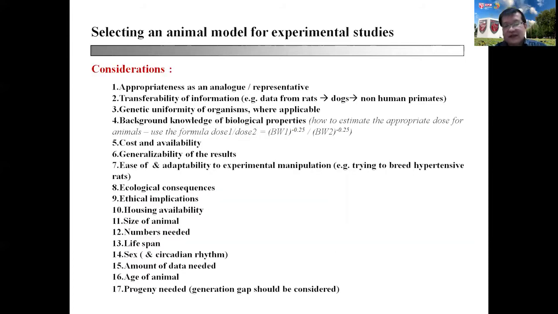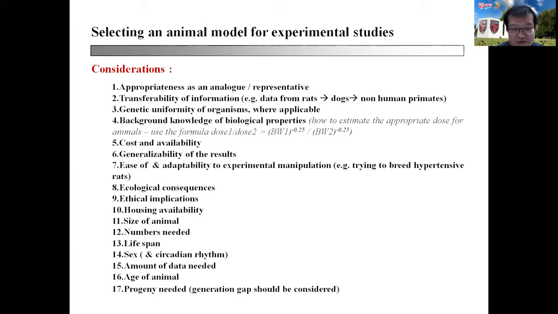So when we are performing control experiments, of course, we need animal models. So the considerations to select animal models for experimental studies are as follows. First is appropriateness as an analog or representative of the treatments that we are trying, transferability of information from one species to the human being, genetic uniformity of organisms where applicable, because different strains of animals may have different susceptibility, different response, background knowledge of the biological properties, in a simple fact, how to transfer or translate drug dosages from humans to rats to dogs, or from dogs to human studies.